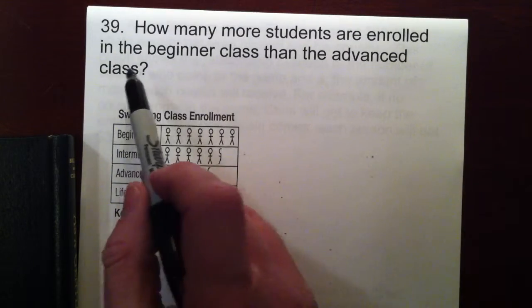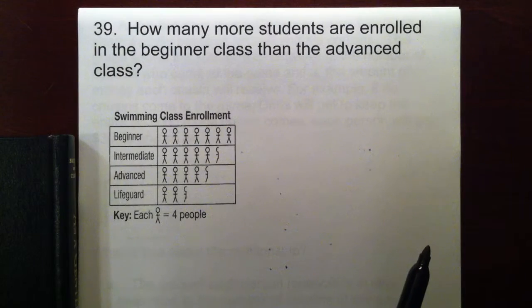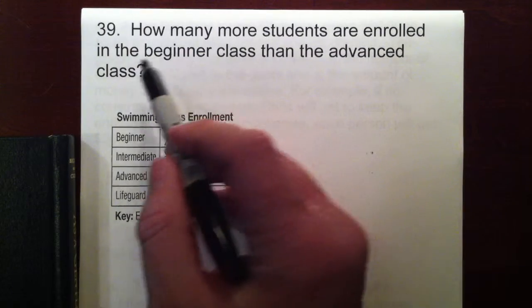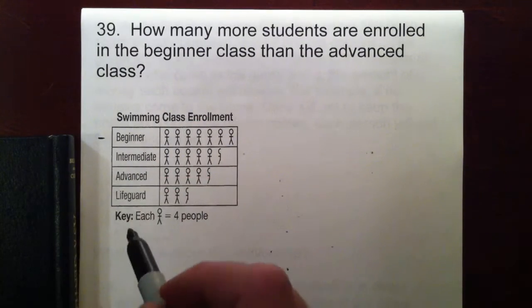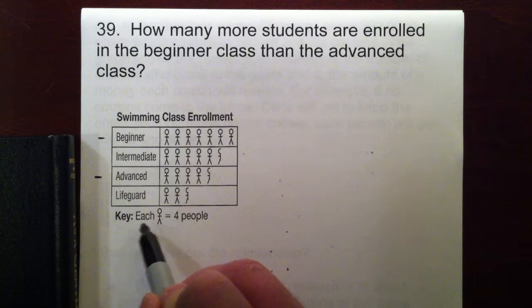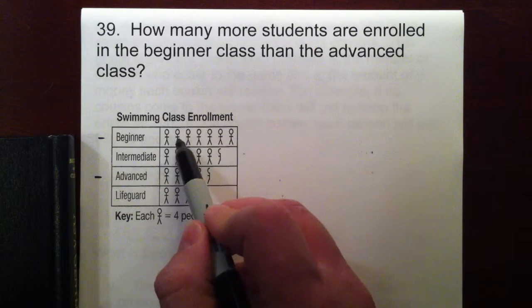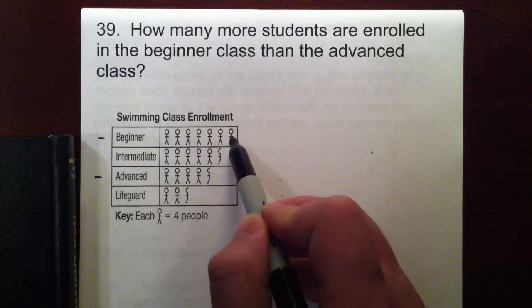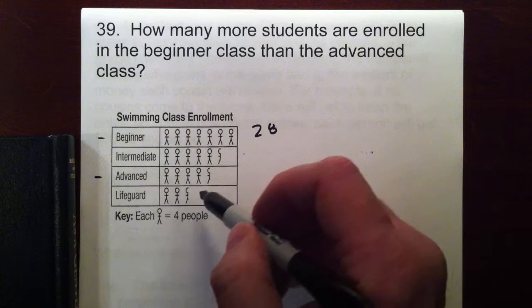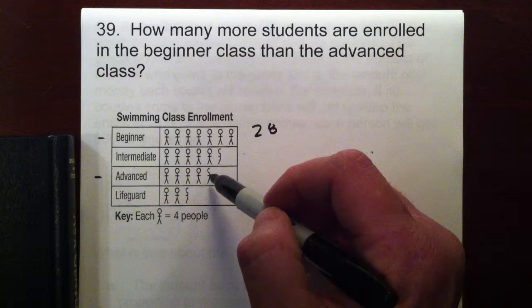How many more students are enrolled in the beginner class than the advanced class? Well, first we must find out how many are in each and then subtract to find the difference. Well, we've got to take a look at our key. Each stick figure equals 4 people. In the beginner class we have 1, 2, 3, 4, 5, 6, 7. That means we have 28 people in the beginner class. In the advanced, it's a little bit different. We have 1, 2, 3, 4, and then a half, or 4 and a half.